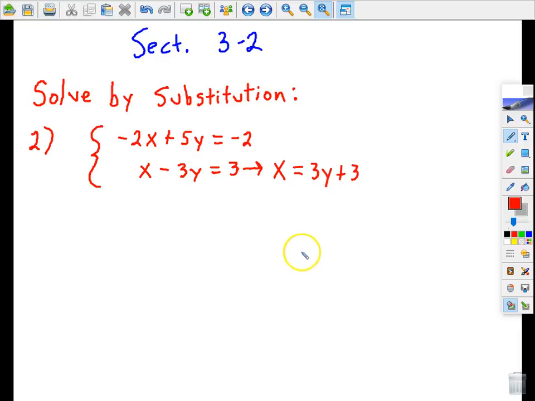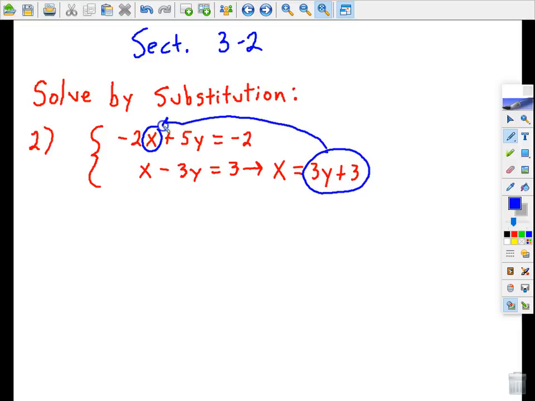Okay, well, substitution says solve for a variable. We just did that. And then replace that variable in the other equation. So in this other equation, the top equation in this case, I'm going to replace x with 3y plus 3.